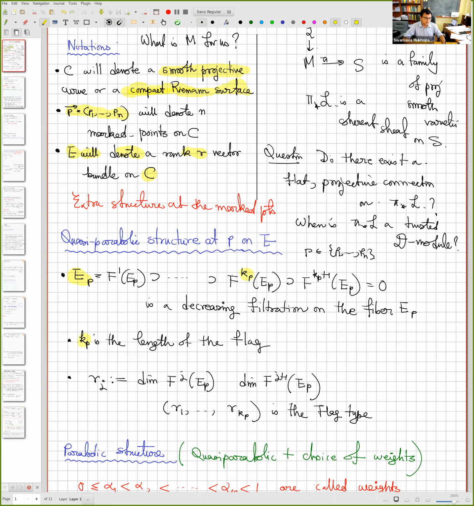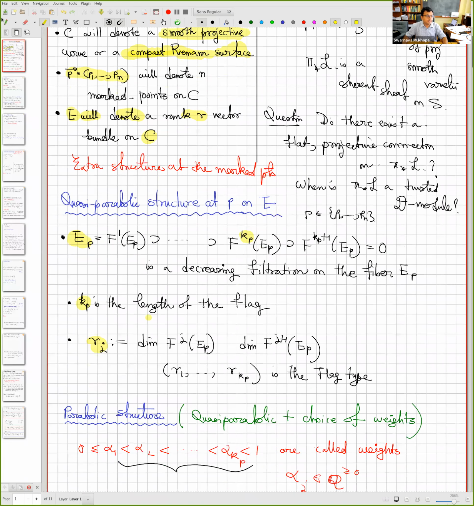Then I also look into integers R_j, where R_j is just the difference in dimension between one flag and the next flag. I'm assuming my steps are all strict, so these inclusions are all strict. It's a strictly decreasing flag. With this notation, I define these integers, the vector R_P. It just denotes the jumps in the filtration. This is also called the flag type. So this records the jumps in the filtration.